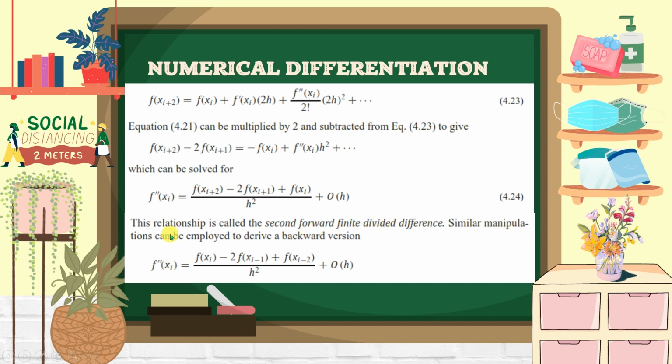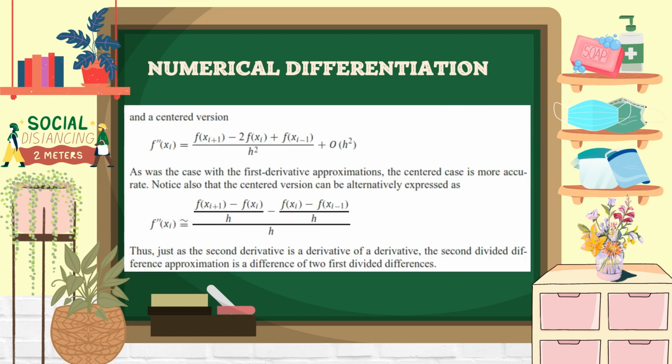Similar manipulation can be employed to derive a backward version. So it will be the second finite divided difference of the function x sub i equals the function of x sub i minus 2 minus 2 times the function of x sub i minus 1 plus the function of x sub i, all over h squared, plus the error of the step size. And a centered version of the second derivative of the function x sub i equals the function of x sub i plus 1 minus 2 times the function of x sub i plus the function of x sub i minus 1, all over h squared, plus the error of step size h squared. As was the case with the first derivative approximation, the centered case is more accurate.